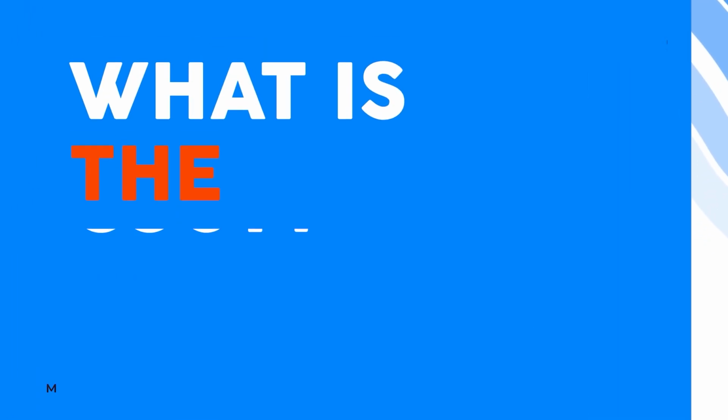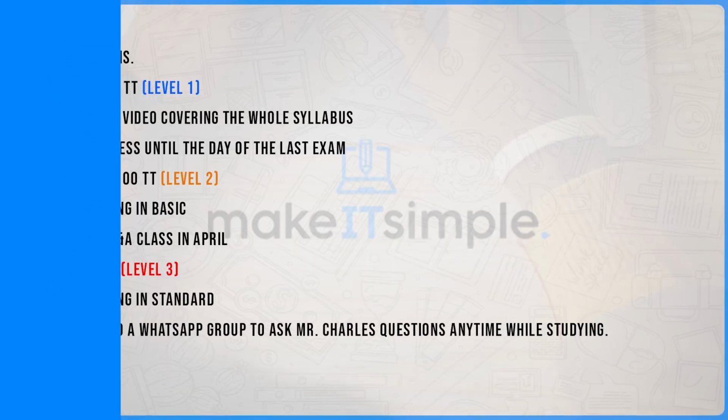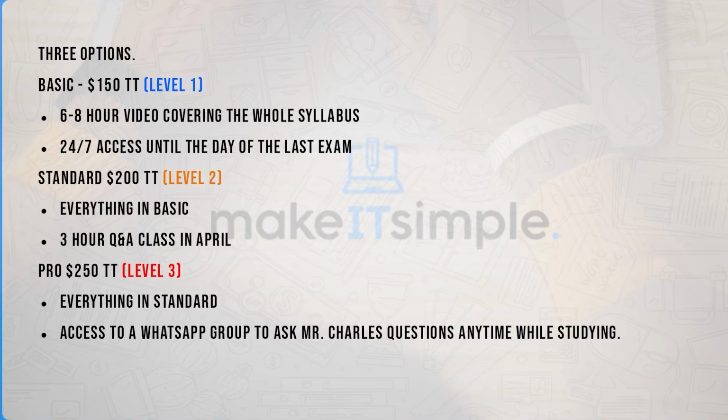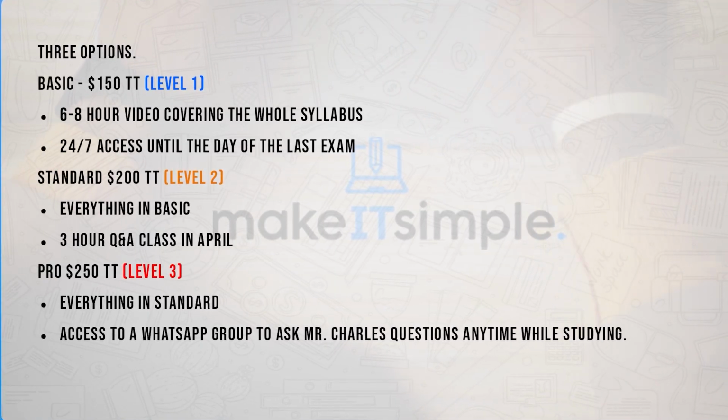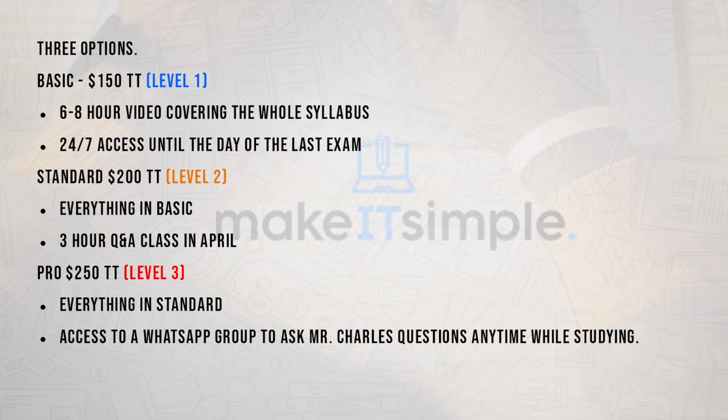So what are the costs? Well, for all crash courses, CSEC and CAPE, Basic, which is the video alone, will be $150. $200 will be for the Standard, and the Pro will be $250, which is the video, the class, and the WhatsApp group to ask questions at any point in time.